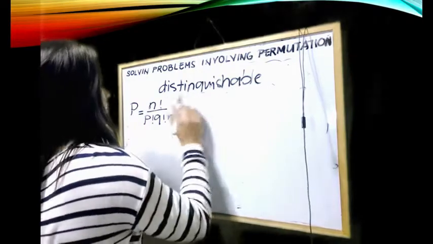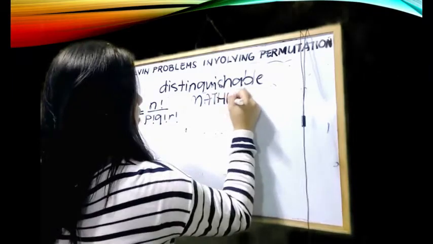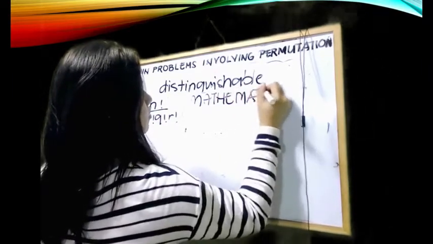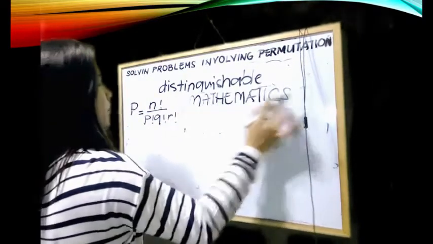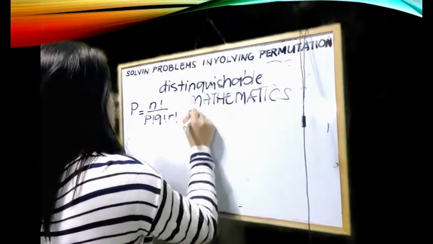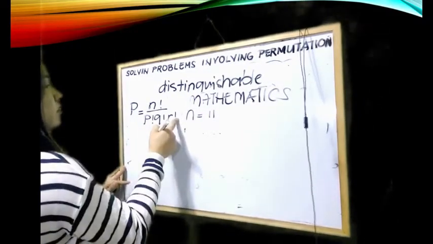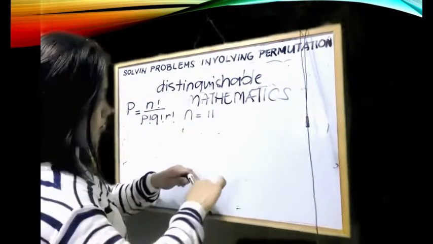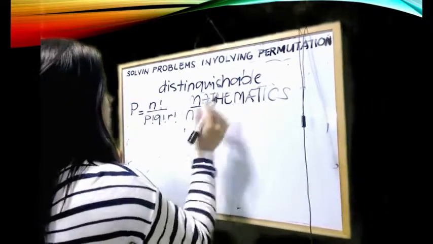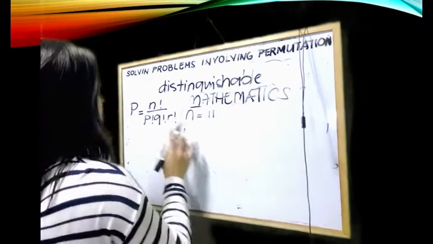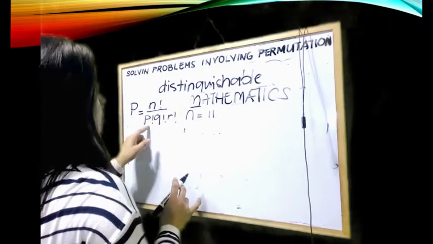So let's say, for example, in your module you are given the word mathematics. As you can see, in the word mathematics there are several letters that are being repeated. The word mathematics is composed of 11 letters, so your N automatically is 11. While for your P, Q, R, let's find out what letters are repeated. First one is letter M, repeated twice, and you have to take note of the frequency because that's the number that you will be substituting onto these letters here.